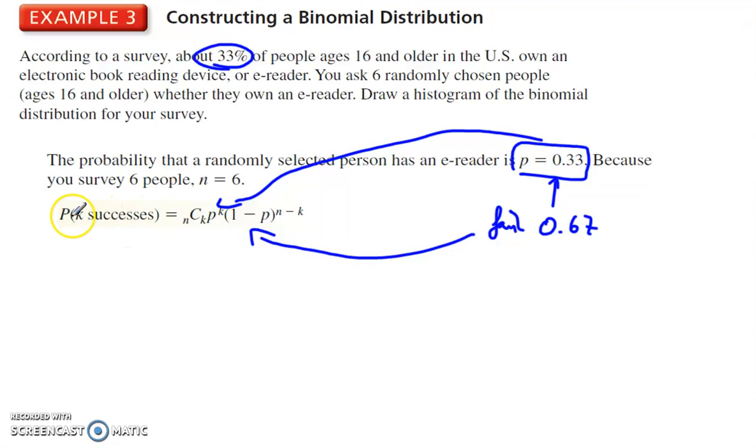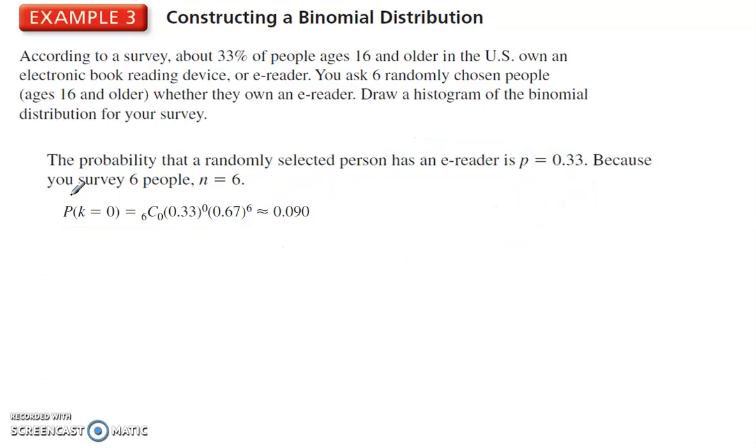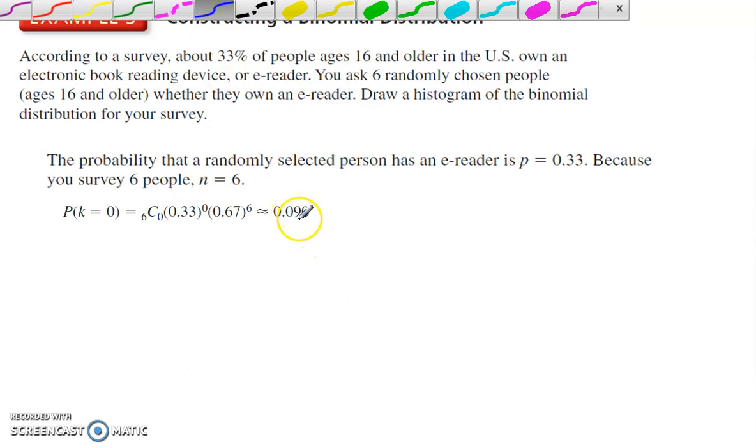Successes, I'm going to go through. What's the probability of 0 successes? 1 success, 2, 3, 4, until I get to 6, because that's my greatest possibility. Obviously, with 6 people, I can't have more than 6 successes. Okay, so I'll start with 0, right? So that means to the 0 power here, and then n minus 0. And that gives me a total of about 0.09, so about 9% that I will have no successes.